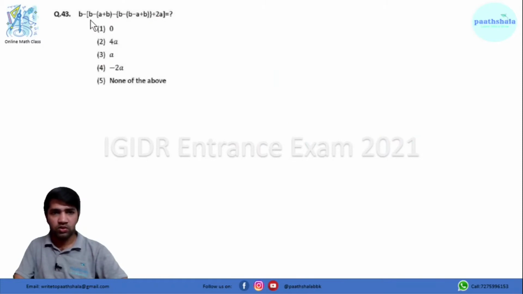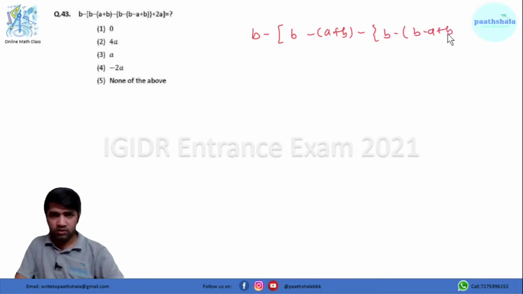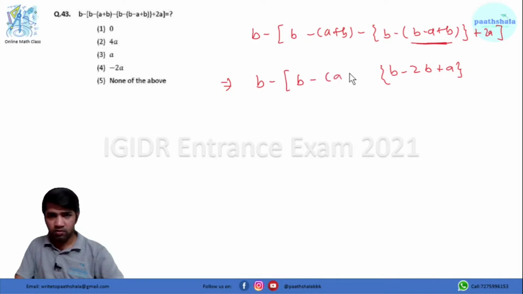Now let's move to the next question. In this question we have to solve this expression. First write this expression: b minus, in a bracket, b minus a plus b minus curly braces b minus a plus b, curly braces close, plus 2a, and bracket close. Let's solve this bracket first. This will become 2b minus a, and outside this is minus, so this will become b minus 2b plus a. The remaining part will come out as it is. So this is b minus b plus a plus b minus, and this will be plus 2a.